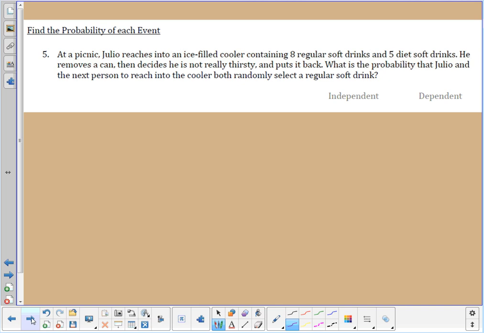drinks and 5 diet soft drinks. He removes a can, then he decides he's not really thirsty and puts it back. What's the probability that Julio and the next person reach into a cooler, both randomly select a regular soft drink?